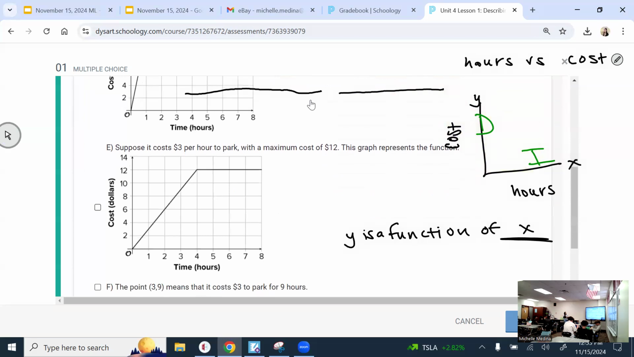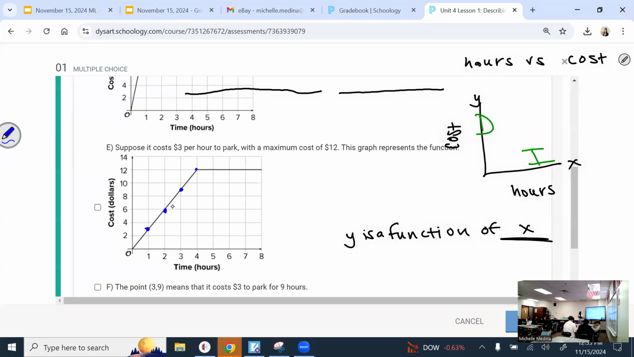It says, suppose it costs $3 per hour to park with a maximum cost of $12. So how much does it cost for 1 hour of parking? So I'm not looking at the graph. Okay, $3. How much does it cost for 2 hours? If it costs $3 an hour. Okay. What about 3 hours? All right. So far it's looking good. $9. Okay.